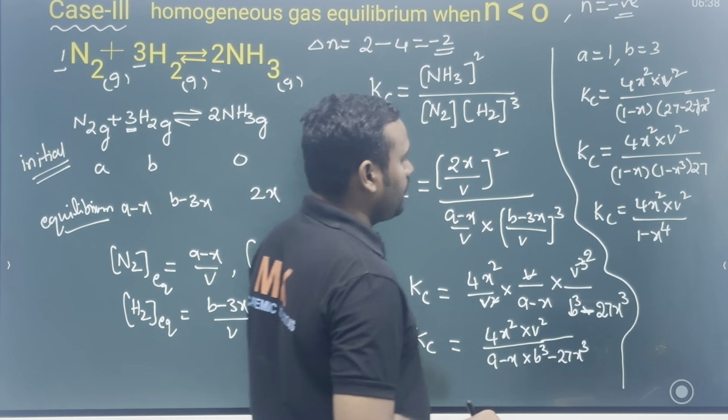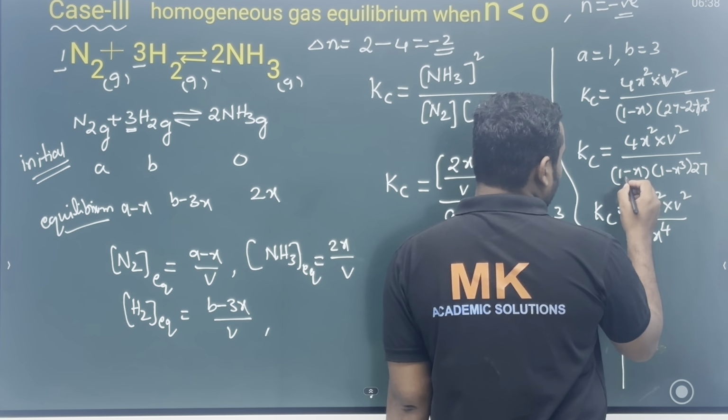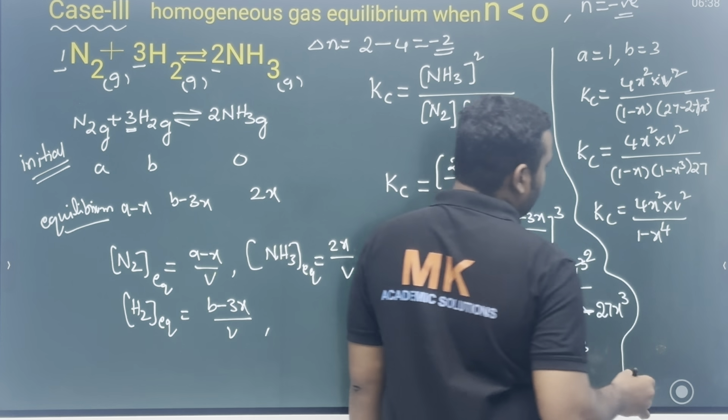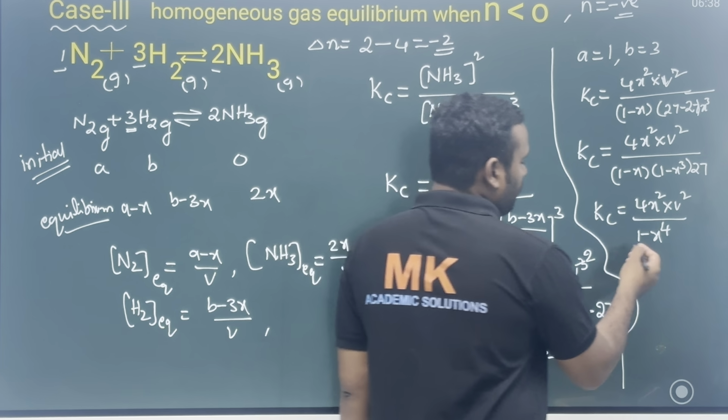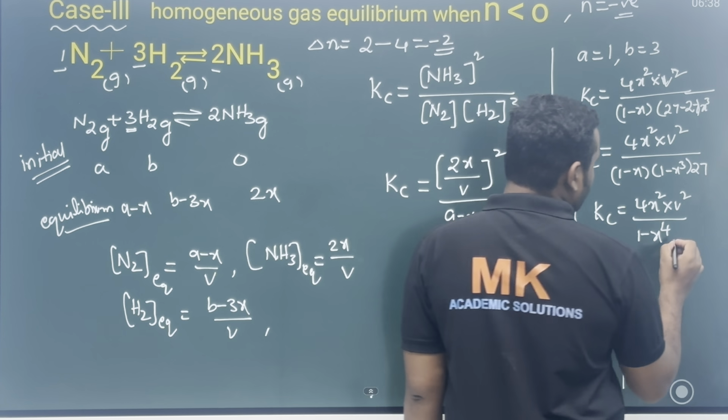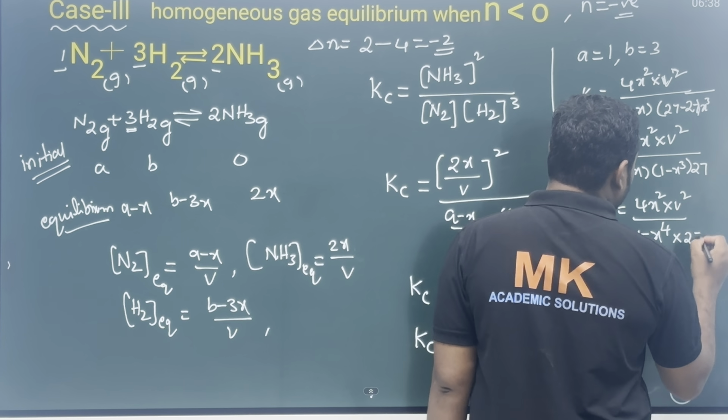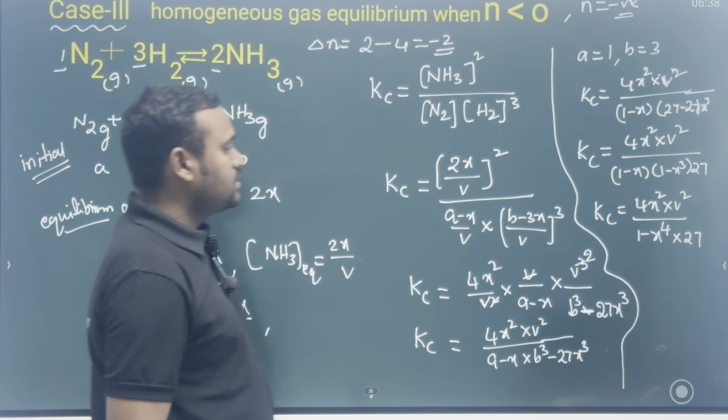1 minus x to the power of 4 will get a into a square, like that, we will get 1 minus x into 1 minus x whole cube, means 1 minus x to the power of 4 into 27. This is the Kc value.